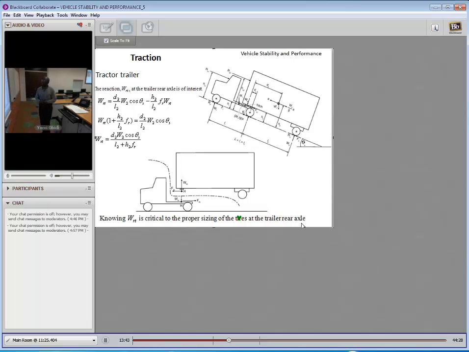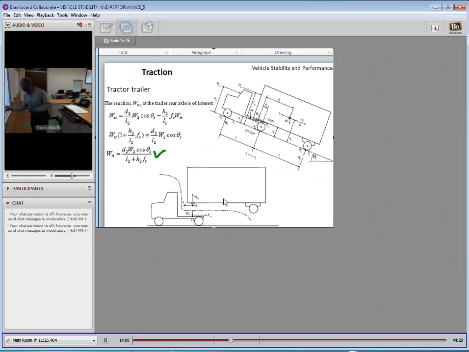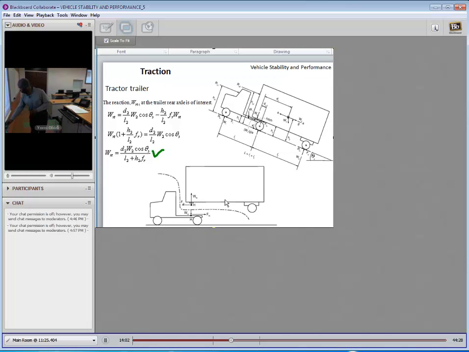The reaction at the trailer rear axle is now obtained in this form. Why is that important? It's critical to the proper sizing of the tire at the rear axle. Once we know that reaction, we can properly size the tire that should go to that location. So the goal is to determine W sub n, and from there go on and do our proper trailer rear tire sizing for the trailer rear axle.